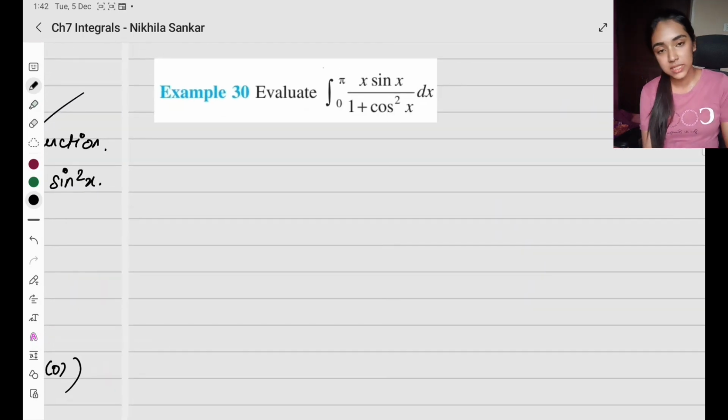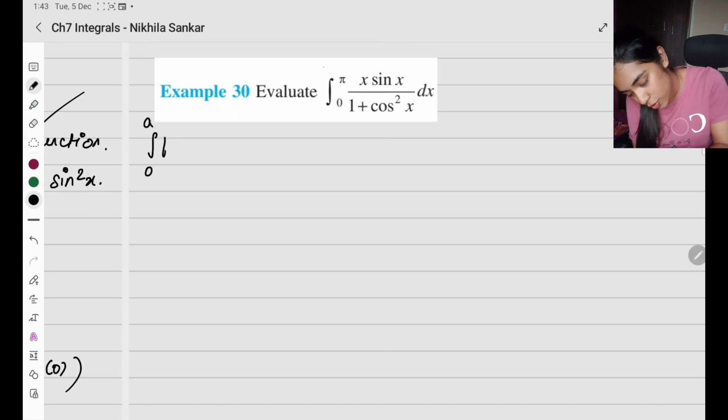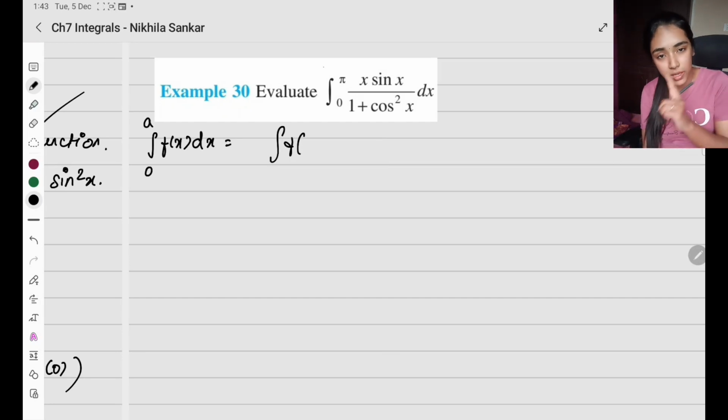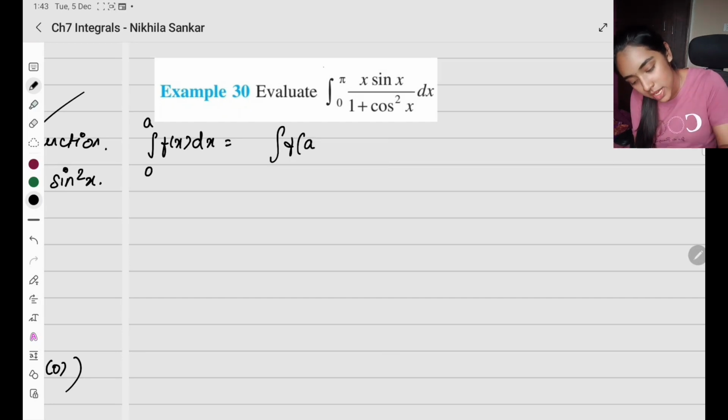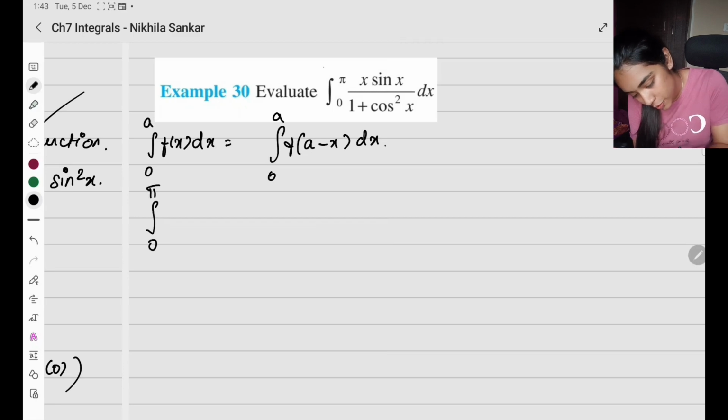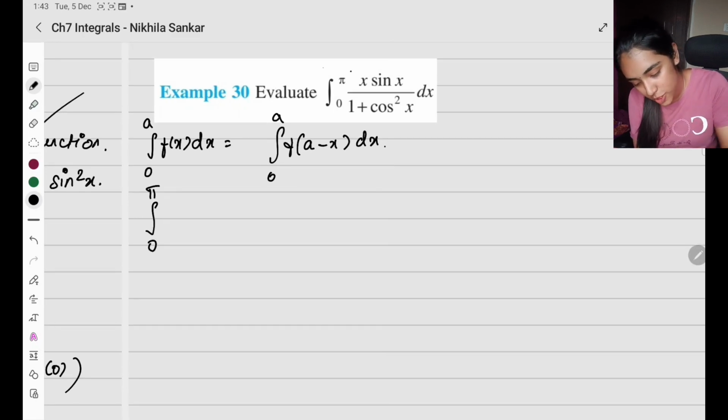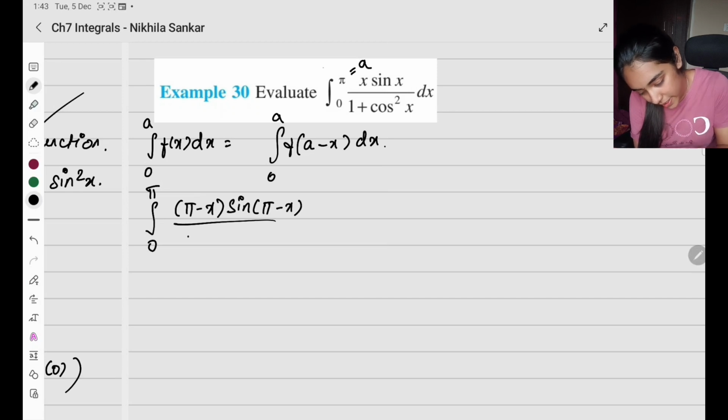Now example 30. So here I see that I have 0 to a. So this integral, 0 to a of f of x dx, can be written as integral of f of upper limit plus lower limit minus x, so upper limit plus lower limit which is 0, minus x times dx. So my function changes to integral 0 to pi. What is my a? It is going to be pi. So I have pi minus x times sine of pi minus x divided by 1 plus cos of pi minus x the whole square times dx.